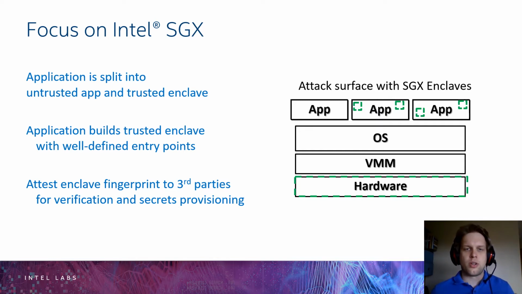In the SGX model, an untrusted application builds the trusted enclave given its initial state, including some well-defined entry points. Before provisioning secrets to such an enclave, a third party verifies an attestation evidence that is produced by the hardware that typically includes the memory fingerprint as well as the defined entry points. This allows the third party to now trust the enclave and ship the private keys, for example.